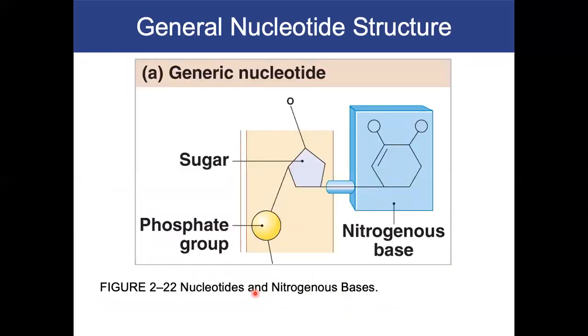The generic nucleotide structure, kind of like the generic amino acid structure, always has a nitrogenous base bound to a sugar and bound to a phosphate group. These nitrogenous bases can vary: adenine, thymine, cytosine, guanine, or uracil. The sugar can be a ribose sugar or a deoxyribose sugar, and there's always a phosphate. When we're talking about DNA, think of DNA as a ladder. The sugar and phosphate are the sides of the ladder, and the nitrogenous bases bind to one another to form the rungs.